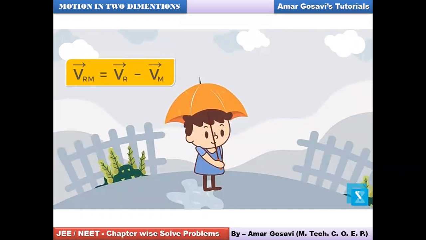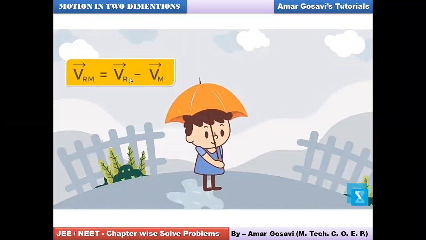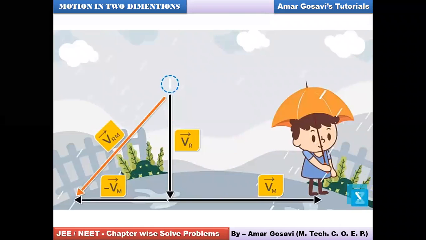When I'm talking about the relative velocity of man with respect to rain, the formula would have been Vm minus Vr. But here specifically we are supposed to find the relative velocity of rain with respect to man, so we are using the formula Vr minus Vm. Let's try to draw the vector diagram, for example.